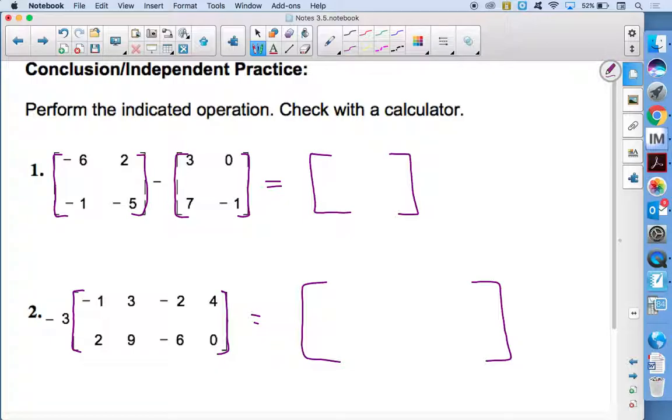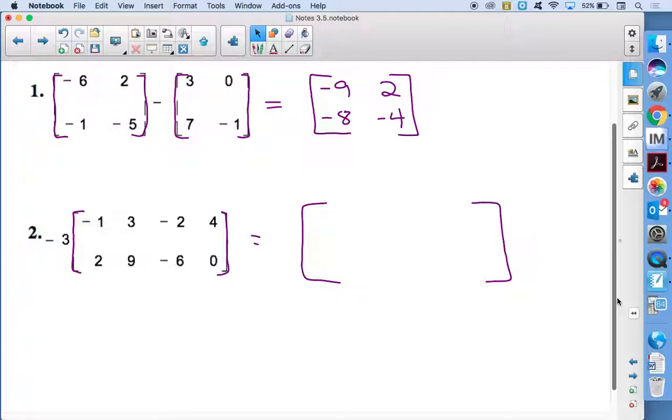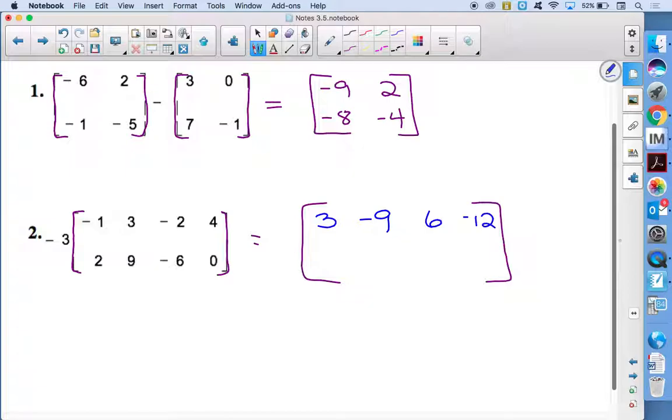Jacob, what did you get for the first one? -9, 2, -8. Jacob Smith, how about number 2? -3, -9, 6, -12, -6, -27, 18, 0. Any questions with the first 2?